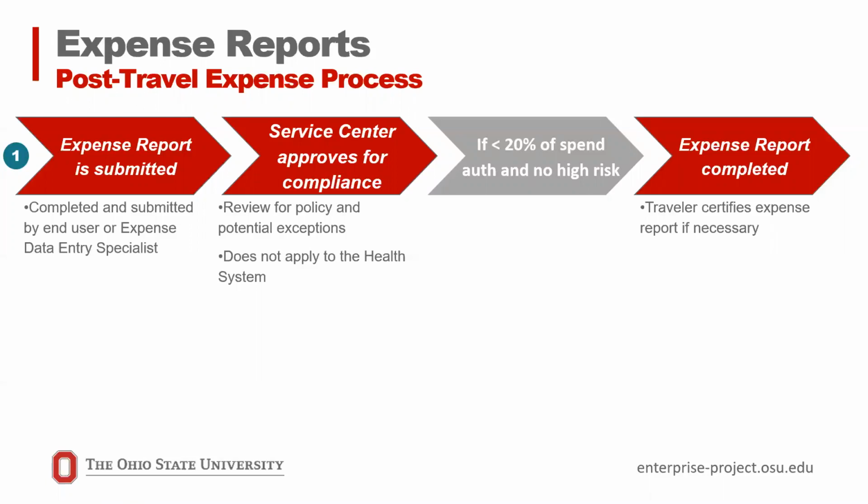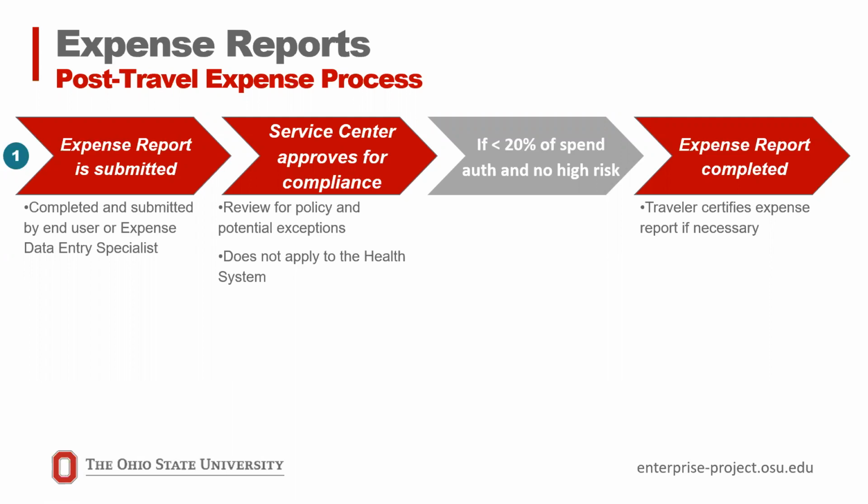And then the service center will always get that. Again, when we're talking anything on the campus side, they will receive that, and they'll be able to review for any policy exceptions or anything else that doesn't look quite right on the expense report. There's actually two steps in that process. The service center rep will look at it first, and then the service center lead will approve and double check everything.